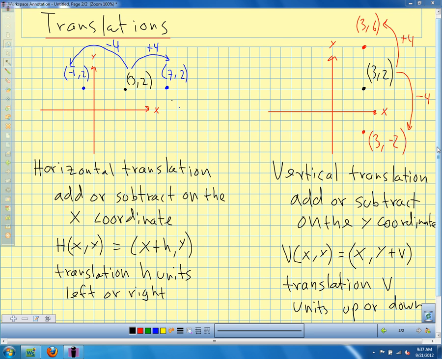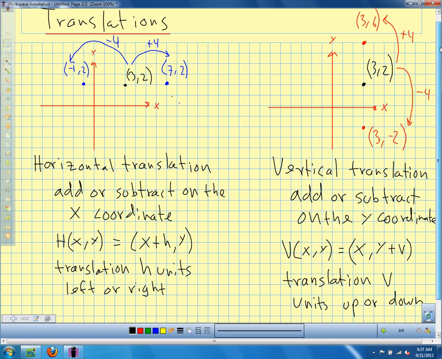So to move up or down, we just add or subtract on the y coordinate. If we add, we're moving up. If we subtract, we're moving down. Left or right, add or subtract on the x. If we're moving right, we add a number. If we're moving left, we subtract a number. So this is how we put numbers to our translations, just adding or subtracting on the x coordinate or the y coordinate.